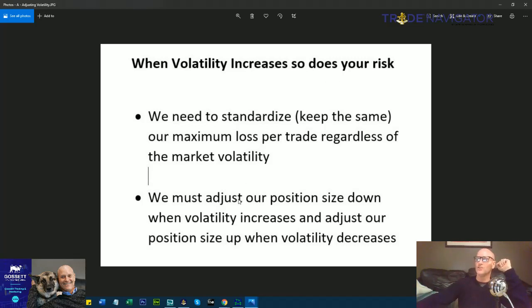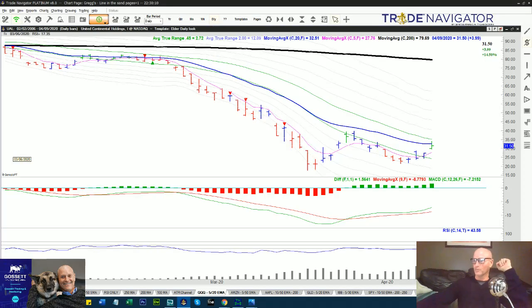We must adjust our position size down when volatility increases and adjust our position size up when volatility decreases. It is very important. Let me take a look over here and I'll show you.